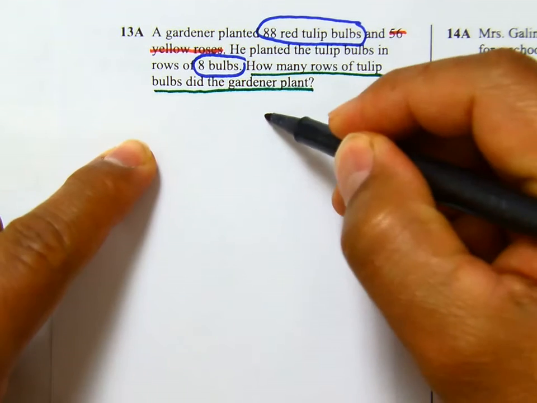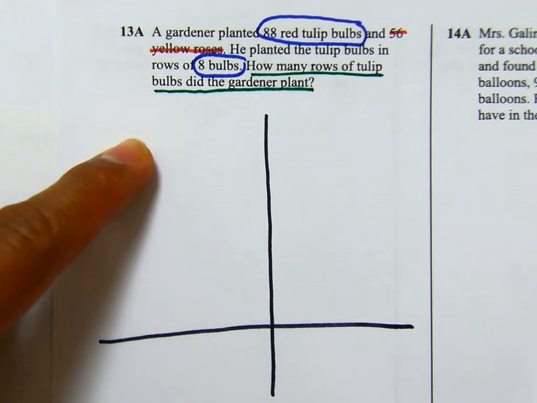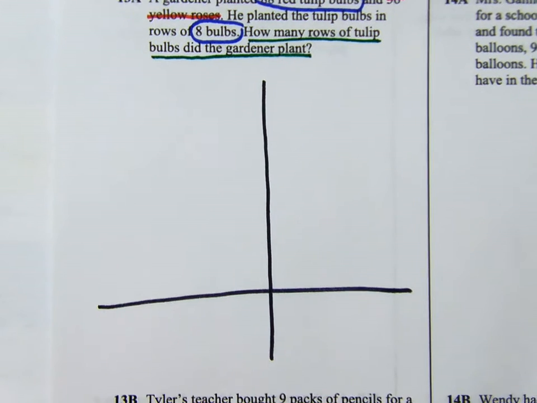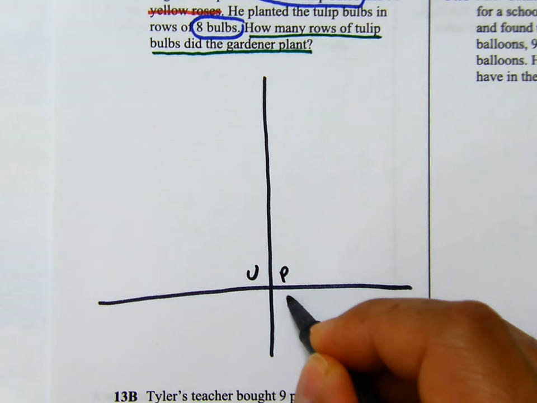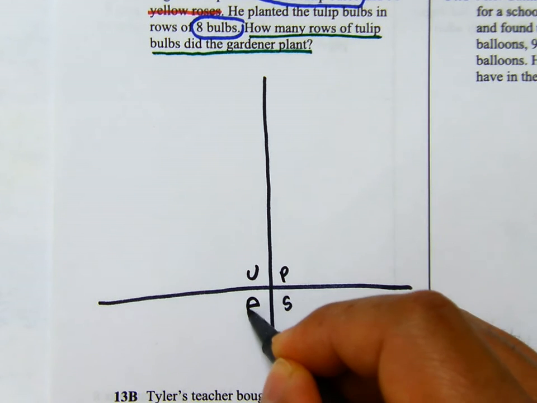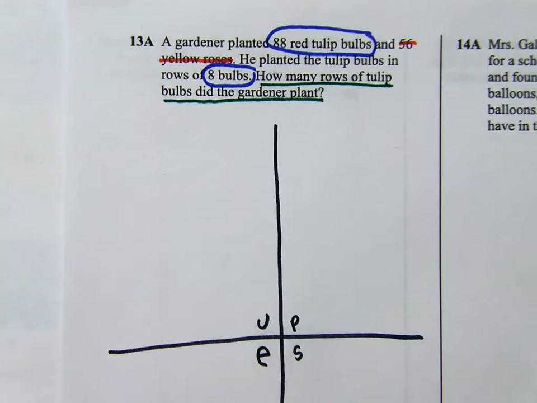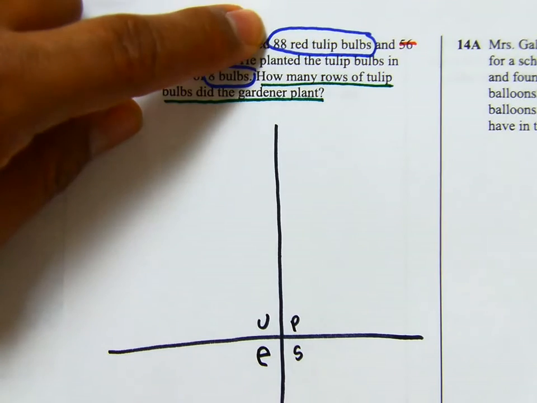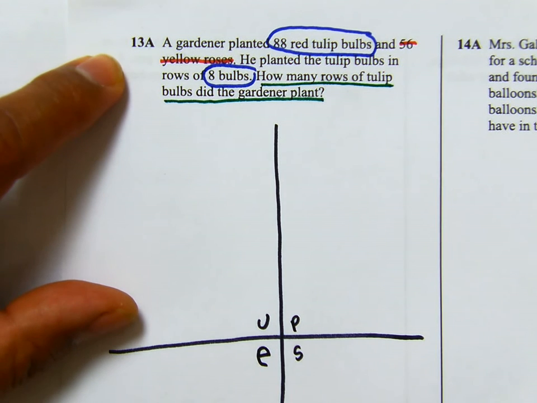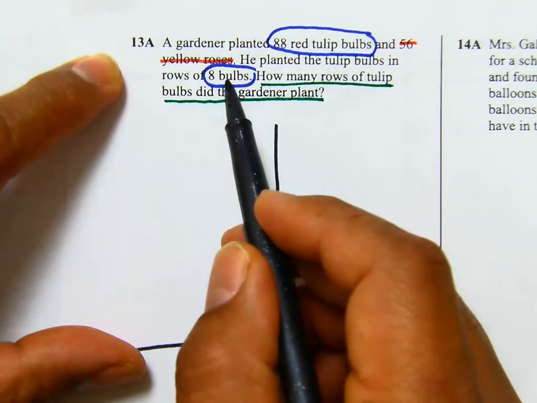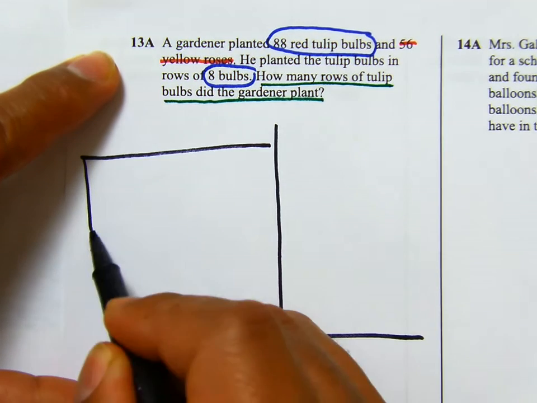So I'm going to make my UPSI model, and today I'm going to use all parts of the UPSI model. This is the understand, the plan, the solve, and the evaluate. In the understand part, we're going to create our strip diagram. We know we're going to divide 88 red tulips into groups of 8, because there's 8 bulbs in each row. So I create my strip diagram.